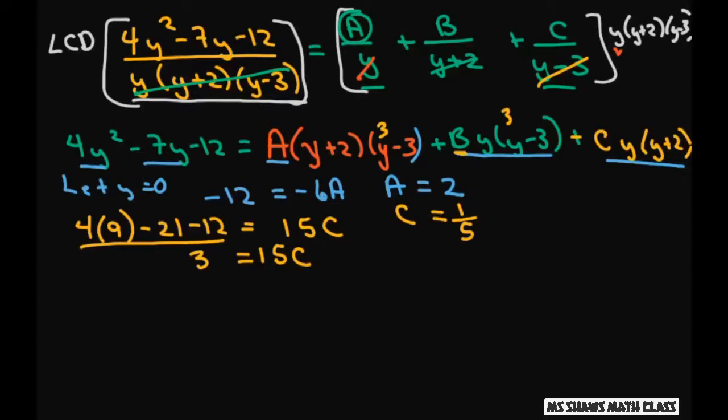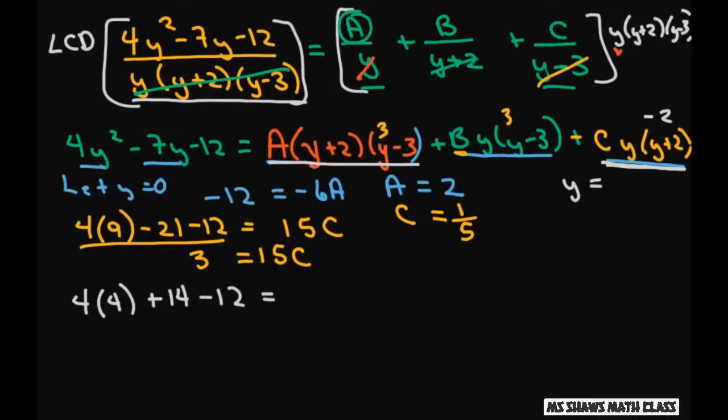Now we'll let y equal negative 2. That's going to eliminate C. It's also going to eliminate my A here. So that's going to be 4 times 4 plus 14 minus 12 equals, and we're going to find our B. It's going to be negative 2 times negative 5, so that's going to equal 10B. So we get 18 equals 10B. So B is going to equal 9/5 once you divide that out.